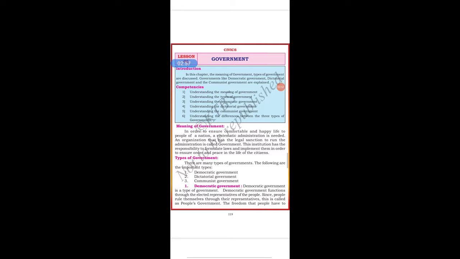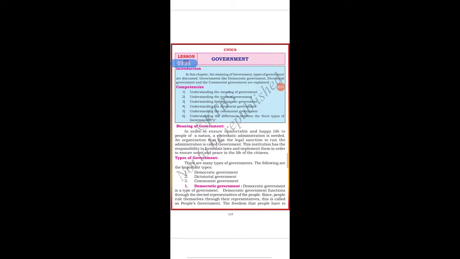So now let us see the types of government. What are the types of government? There are many types of government, and among them the following are the important ones. The first is democratic government, then dictatorial government, and communist government. These are the three important governments among the other types of government. Okay, now let us see the details of these governments.